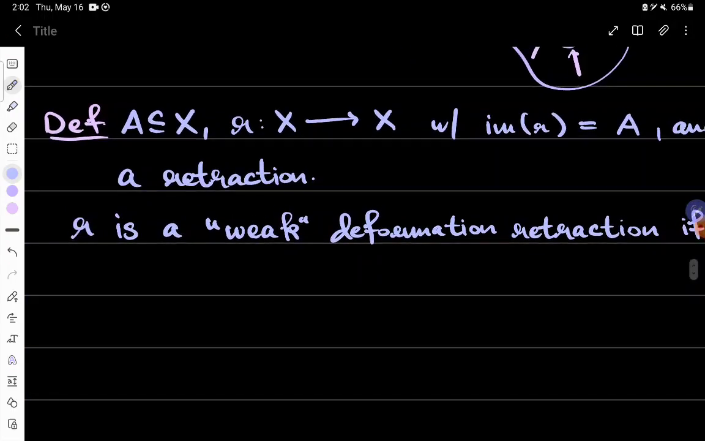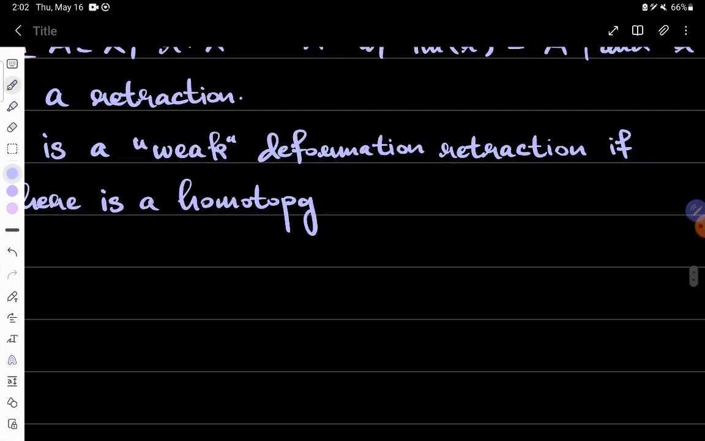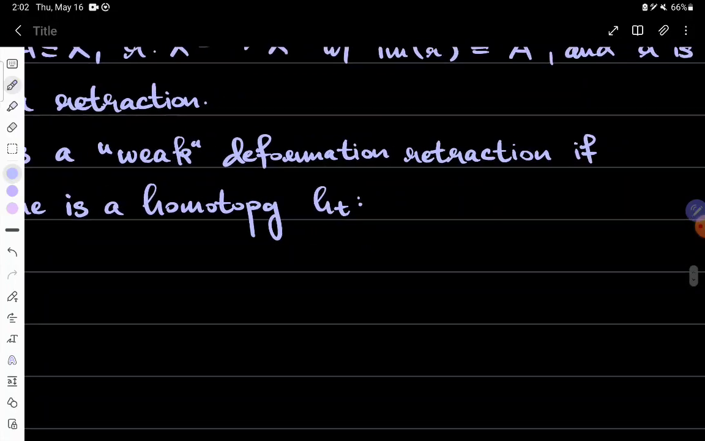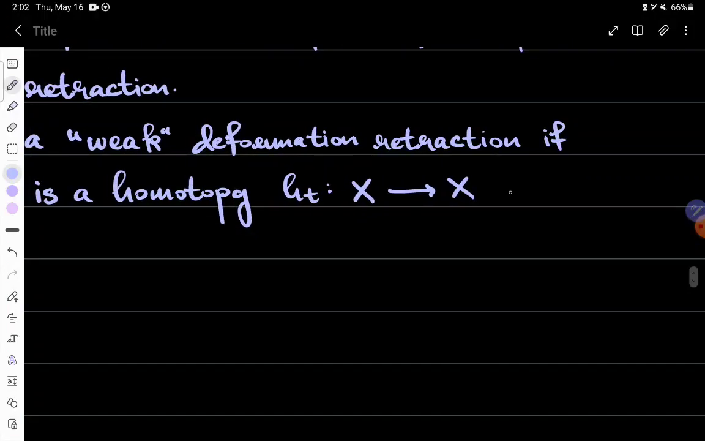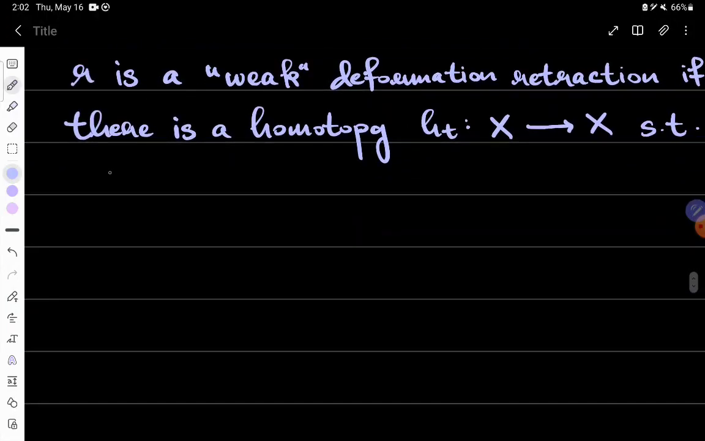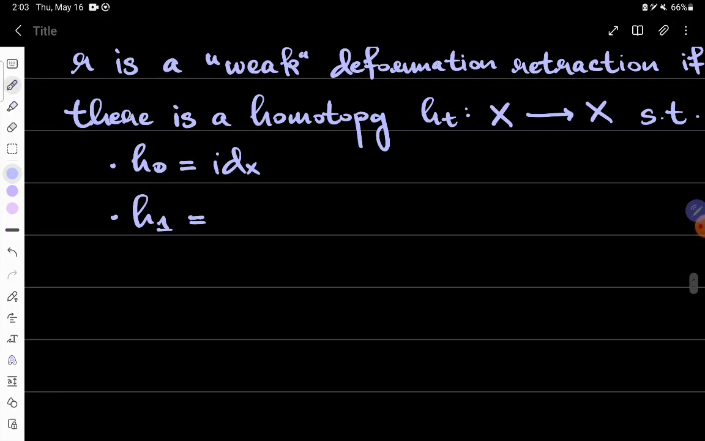if there is a homotopy H sub t from X to X such that H0 is the identity on X, and such that H1 is equal to this retraction, R.